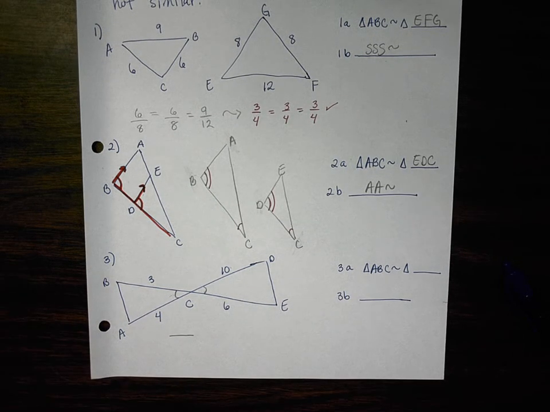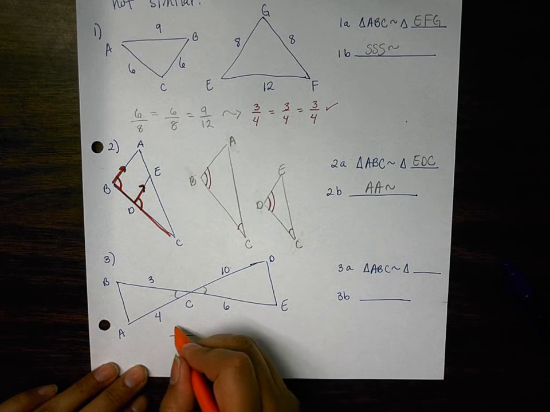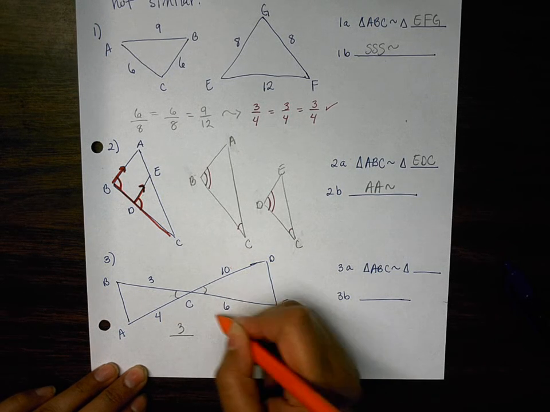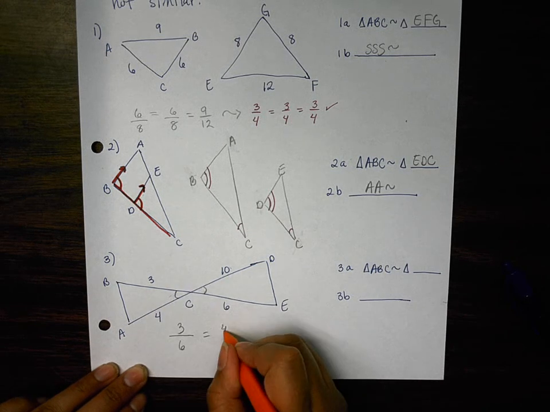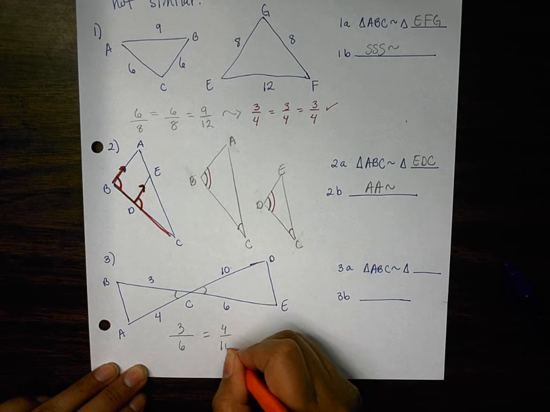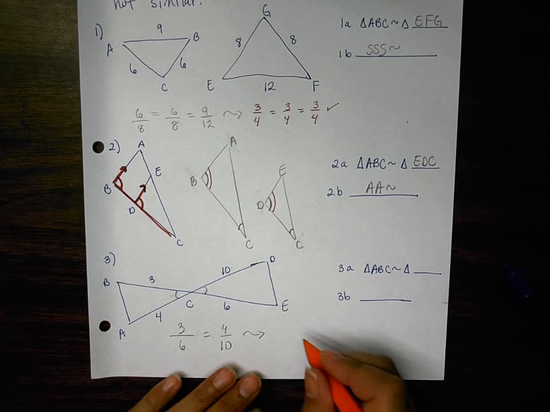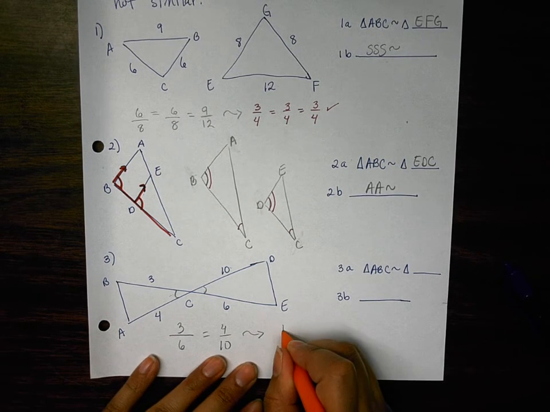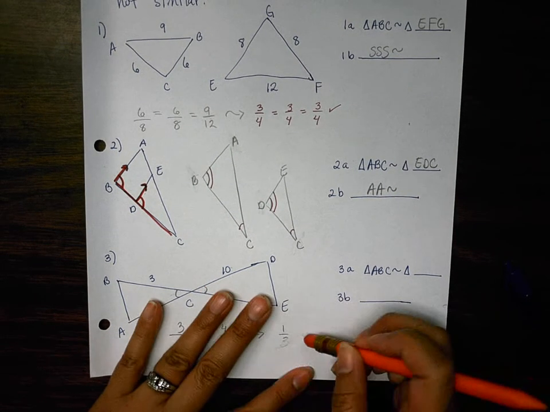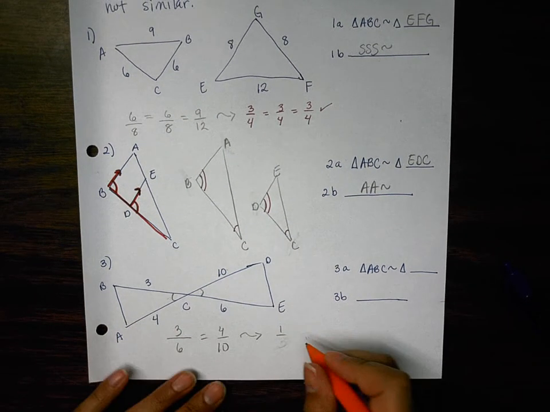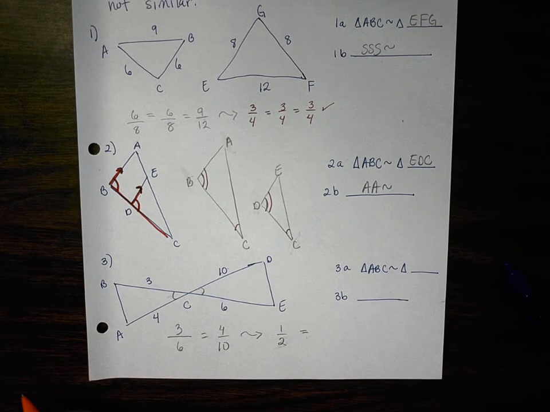Proportional. Okay, so since we don't know if it's been rotated, let's go small to small, large to large. What is the smallest side here? That's 3. What's the smallest side here? That's 6. 3 over 6 equals, what's the larger side? 4 over 10. And let's reduce. 3 over 6 reduces to 1 over 2. When you fixed it, you were right.